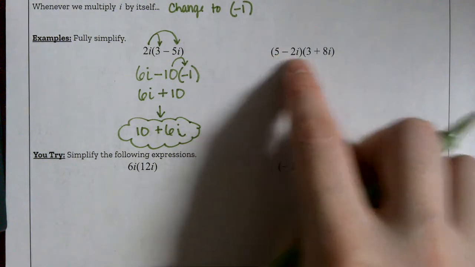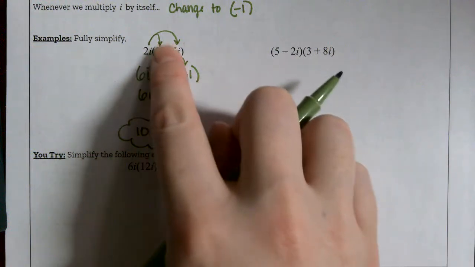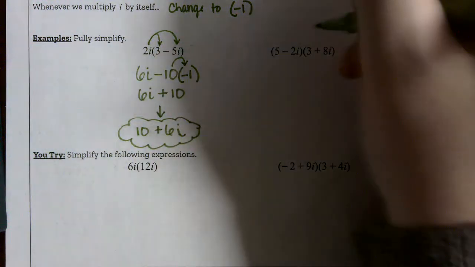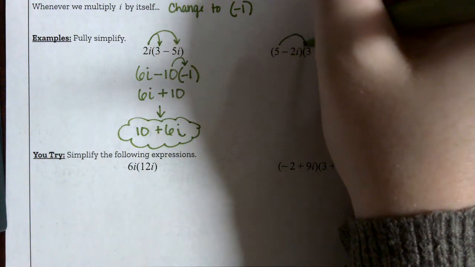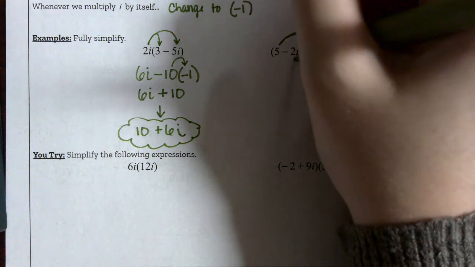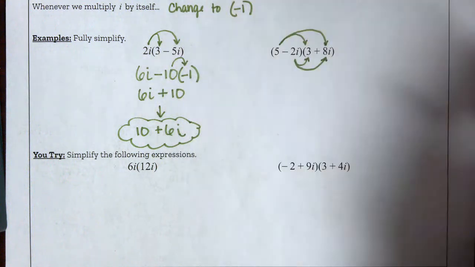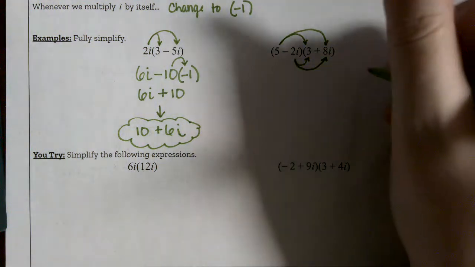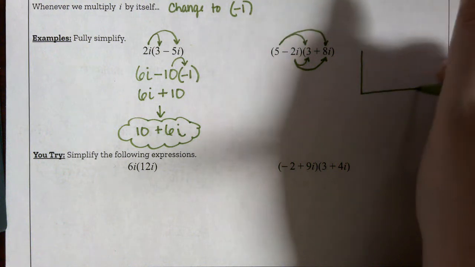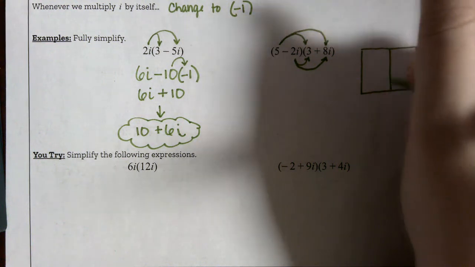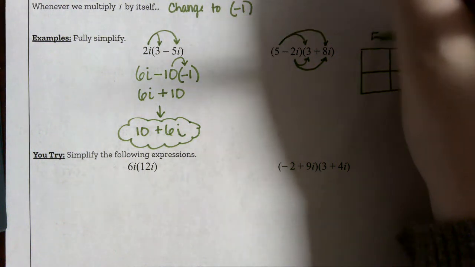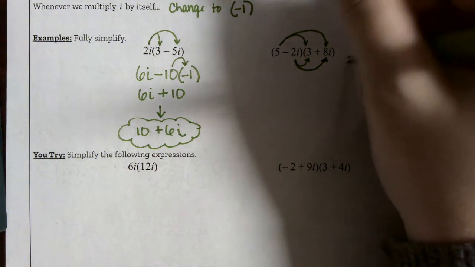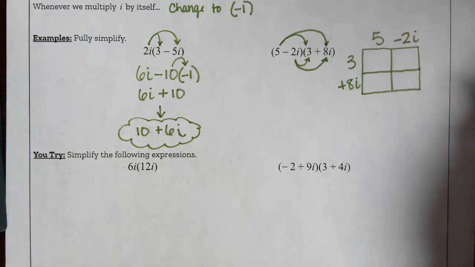Similar thing over here, but when you have multiple parts, you can either do the distributive method like I did here. You just have to make sure you distribute the 5 to both and the minus 2i to both. Or you can use the box method. So remember with the box method, we draw our box, we line up our terms, and then we multiply in.